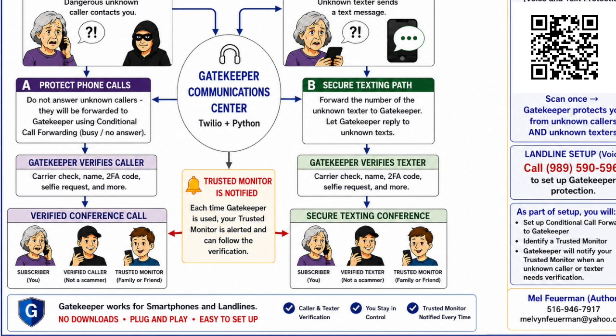Exactly, including the selfie if requested. Once all checks are passed, Gatekeeper trusts them. It allows you to continue texting with that person normally, but now with confidence that they're genuine.